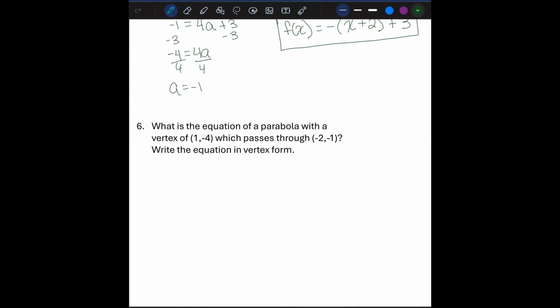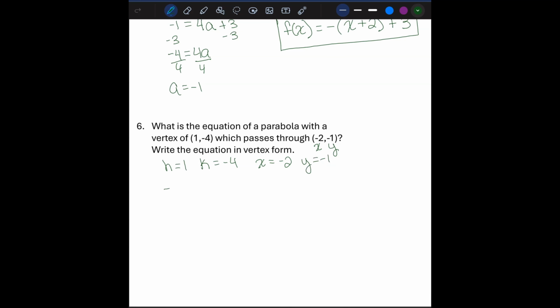All right, so again, they gave us the vertex. So I know that h is 1 and k is -4. And then they gave me a point that I'm going through. So they don't give me the a, which means I'm going to have to find that. This will represent my x and my y. Always identify your h and k first. That way you know the other point that it's passing through will be your x and y. And you only need that to find the a.